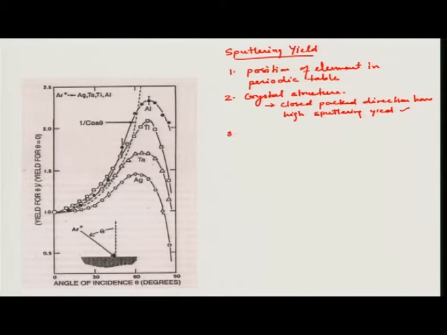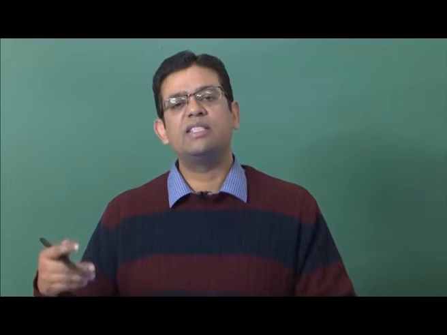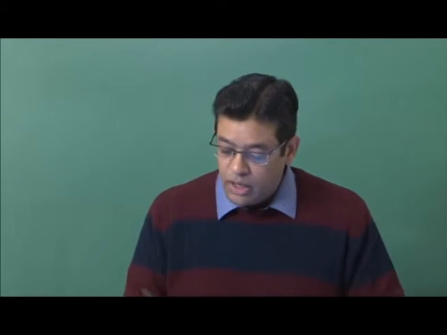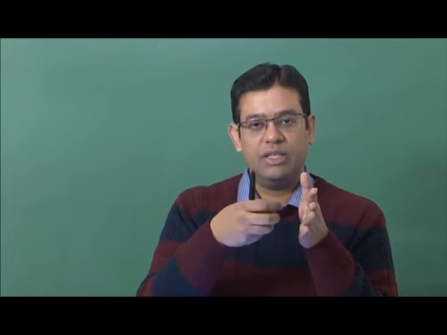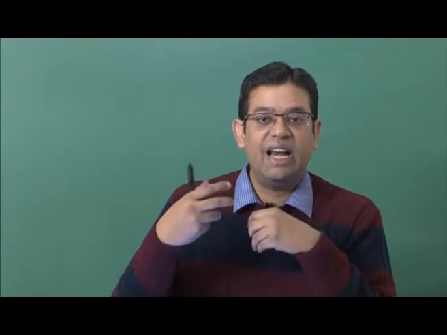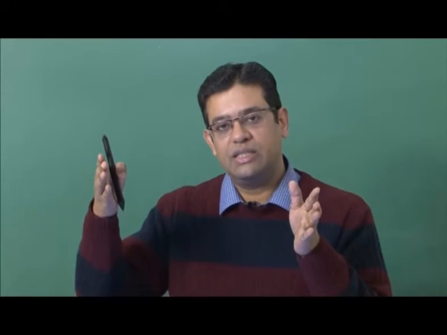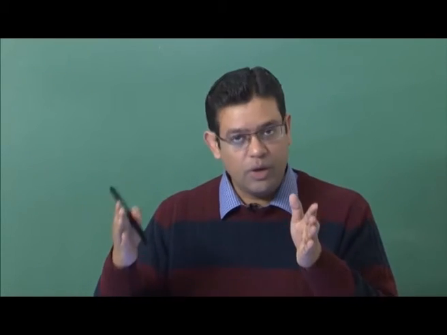Also, it affects the energy distribution of sputtered atoms or ions. The sputtered species from the target can be atoms or ions, or in some cases even molecules. Now, the energy distribution matters, because we do not want all this material to just come out of the surface and sit there; they have to have certain kinetic energy to move towards the surface or the substrate where we want to deposit the film.